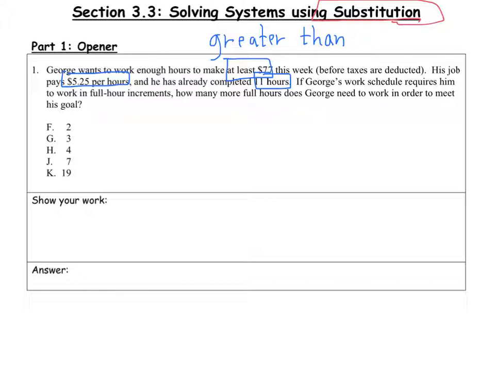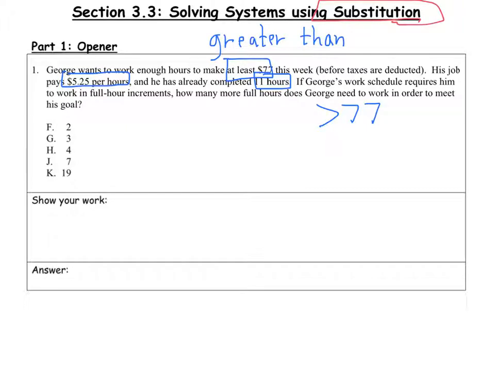So you could set up an equation, right? But the reason why I pointed out that he wants to make at least $77 is I think an inequality would work better here. As long as George makes more than $77, I think he'll be pretty happy with that. So we want more than that. Well, how much has George already made?